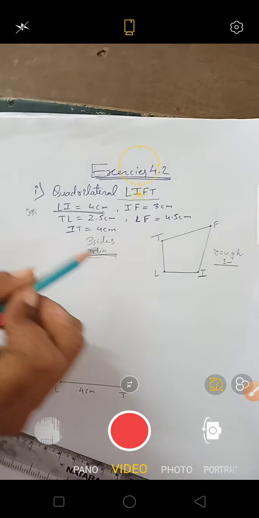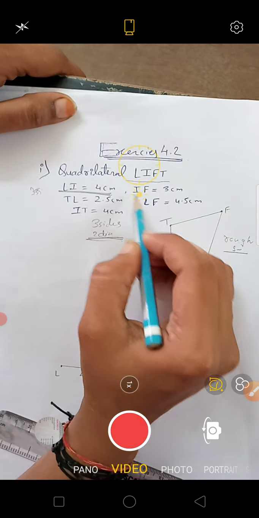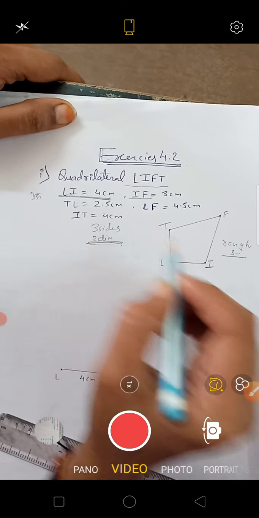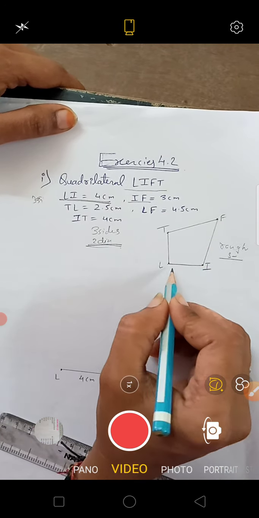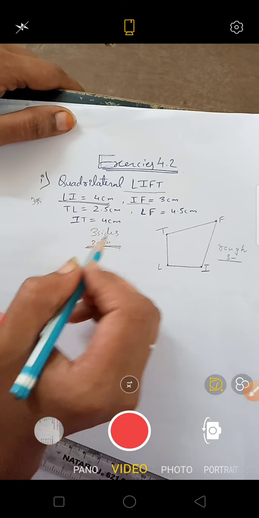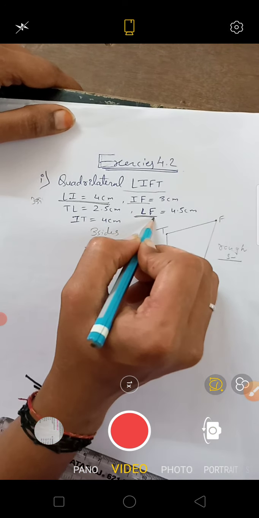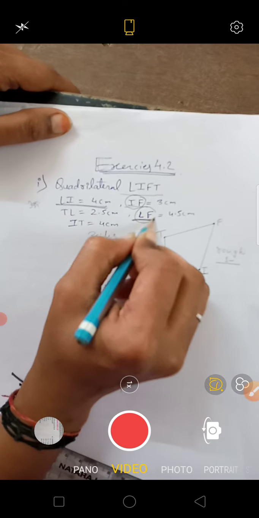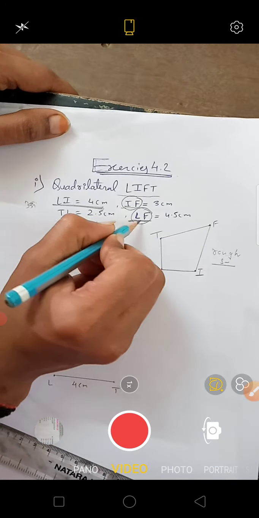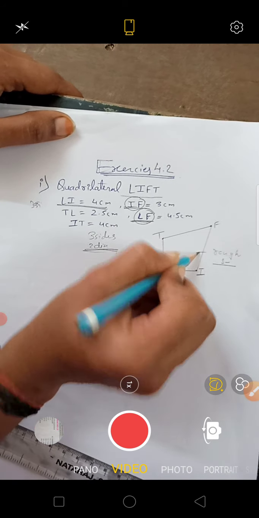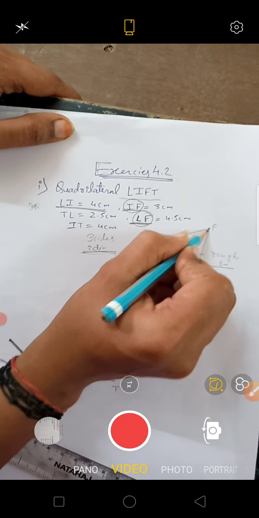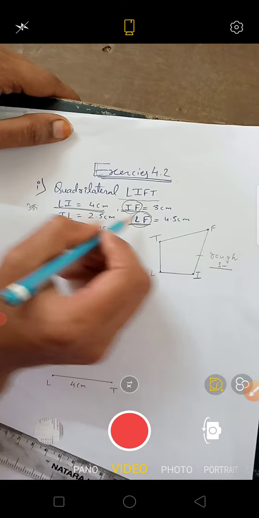Then which side do we draw? Here IF and LF are given. I is the center and F the point. Similarly, we find it with L as the center, and LF is given. So using these two values, we plot one side and one diagonal. IF is the side value and LF is the diagonal value. So we use these two values and plot it.